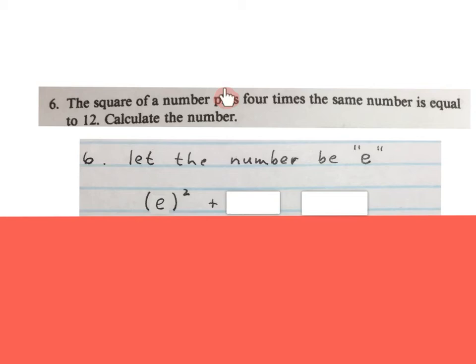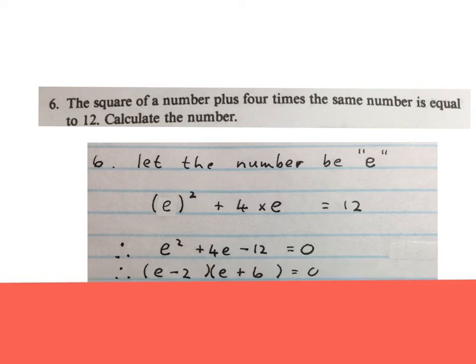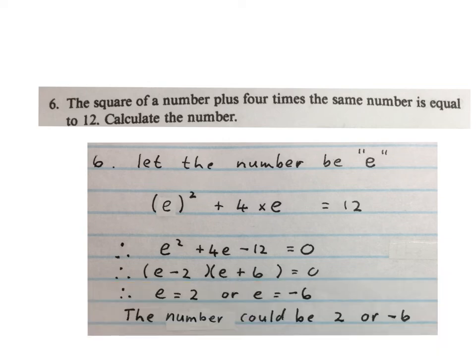Then it said plus 4 times the same number, 4 times e, is equal to 12, so we equate that to 12. There is my quadratic equation ready to be solved. Because of the rules of quadratic equations, I bring everything to one side, equate it to 0. Then you may factorize it or use the quadratic formula. Then find the answers of what e may be. The number could be 2 or minus 6. Please stop the video and get your brain around this.